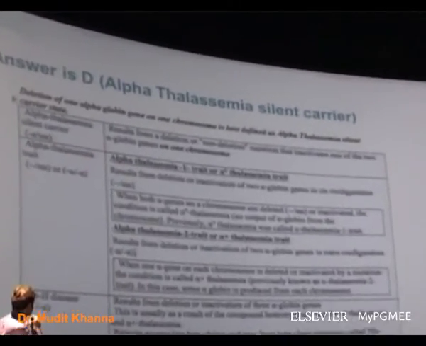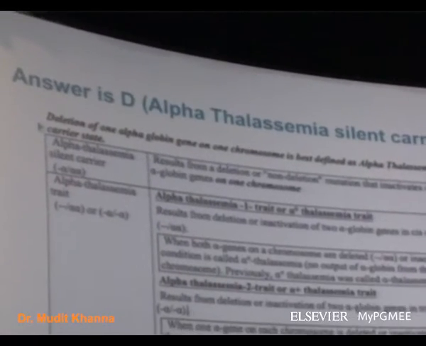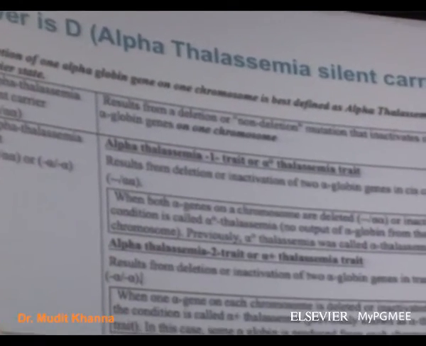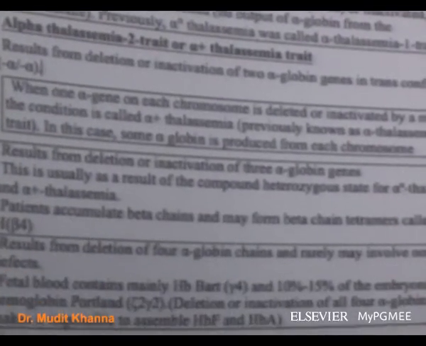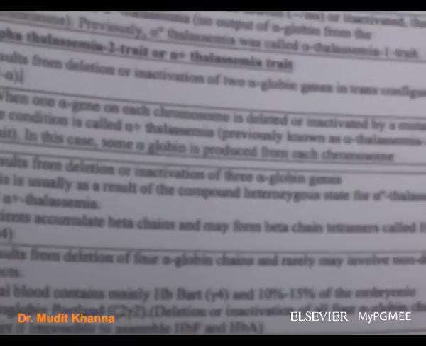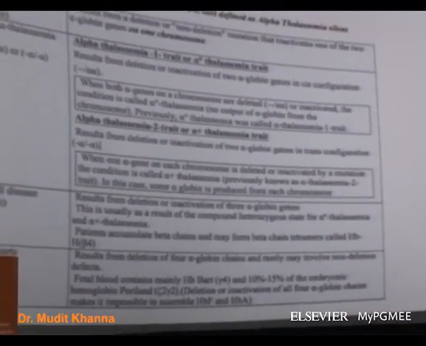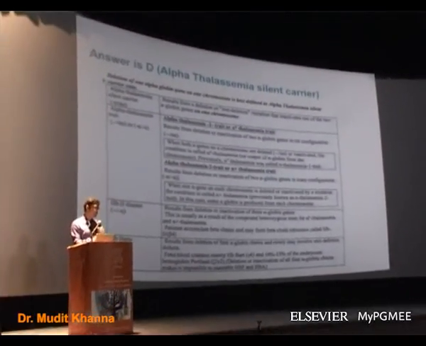What is HBH? What is HB Bart's? Alpha thalassemia trait or alpha thalassemia silent carrier. It has also been asked how many genes code. So there are a lot of questions that come from this, and this is an easy one. This should not go wrong by any one of you.